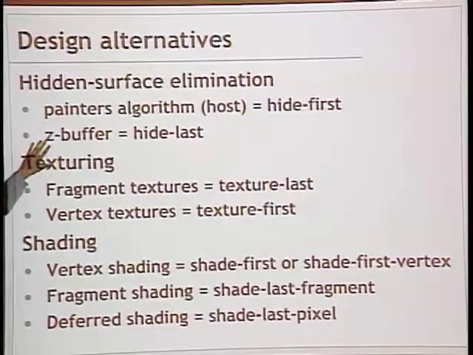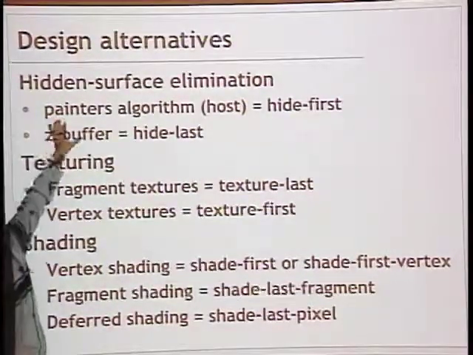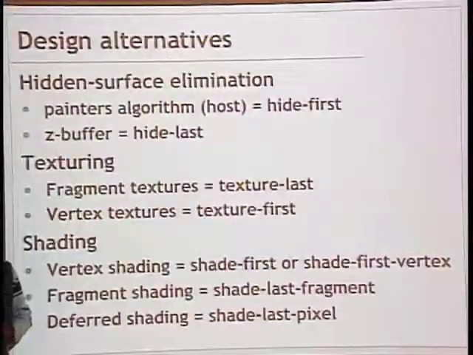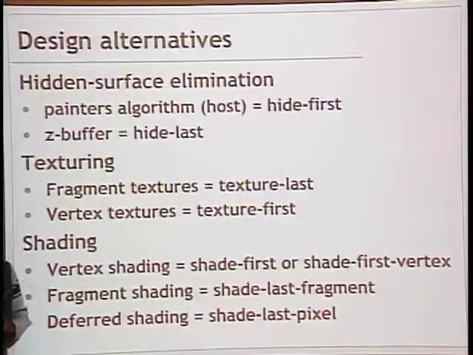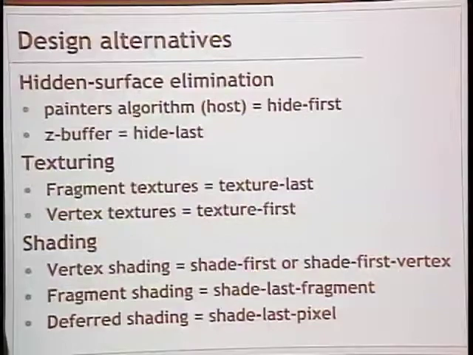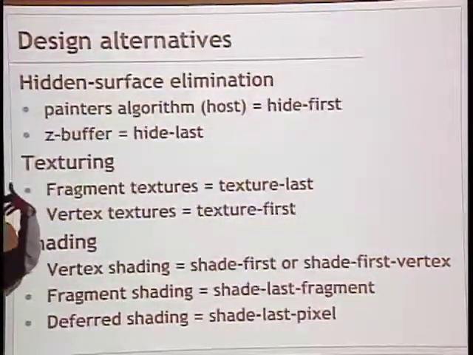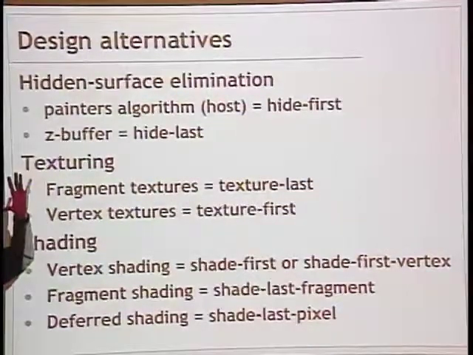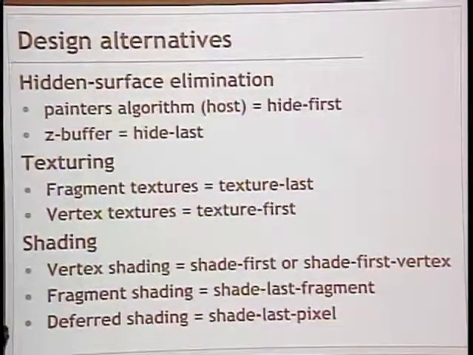The distinction I wanted to make is that if we have the painter's algorithm, then we are doing all the hiding stuff way at the application stage, early in the pipeline. We're making those decisions early on when we do the sorting of geometry before we even send it to the graphics pipeline. We've already sorted it when it enters the graphics pipeline. So that's sort of a hide first structure.